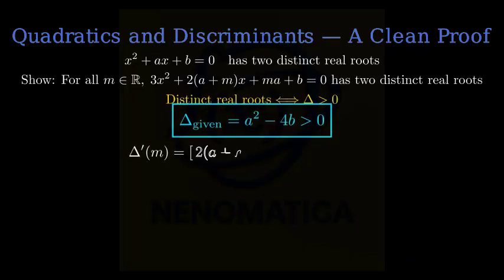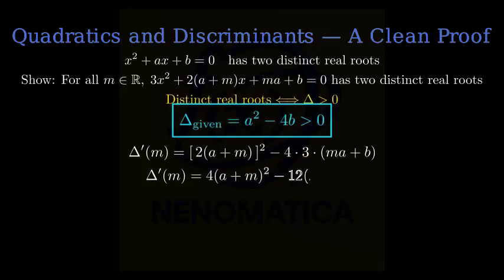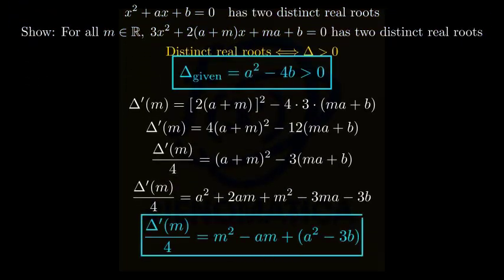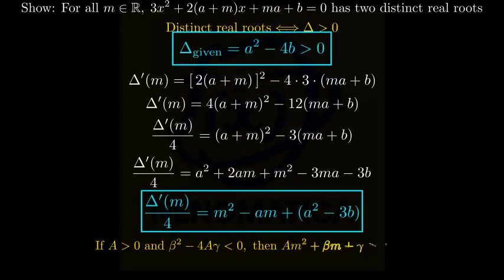Step 2. Now, consider the second quadratic in x. Its discriminant, as a function of m, equals (2 times (a plus m)) squared minus 4 times 3 times the constant term (ma plus b). We simplify carefully and factor out a clean expression. Step 3. Notice that 1/4 of the discriminant is a quadratic in m, namely m squared minus am plus a squared minus 3b. To guarantee that the discriminant is positive for every m, it suffices to show this upward opening parabola is strictly positive for all real m.